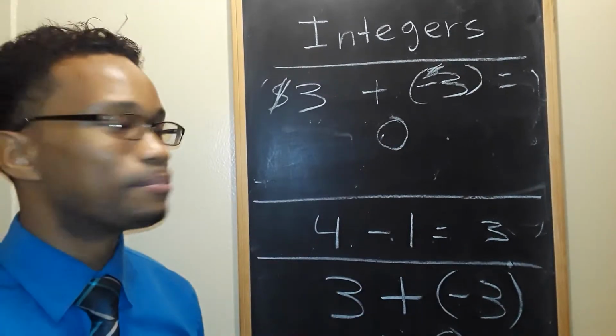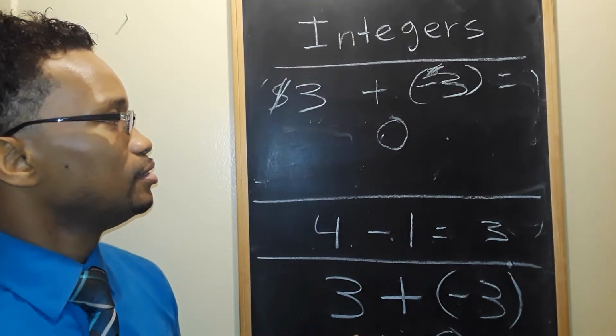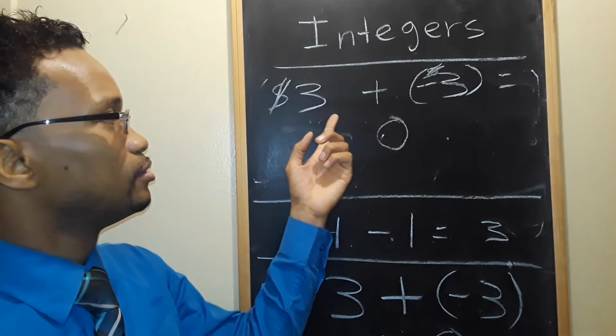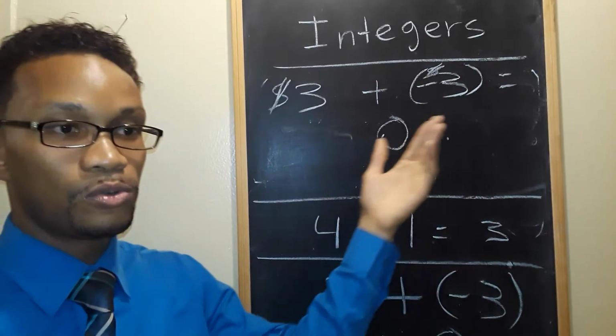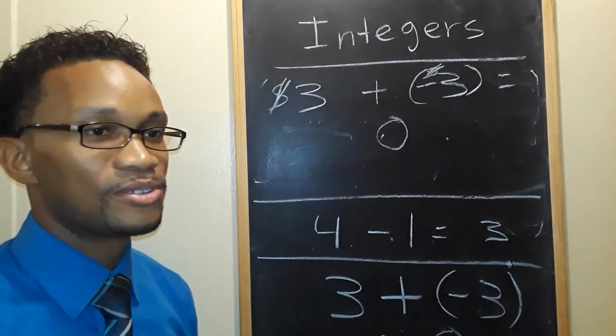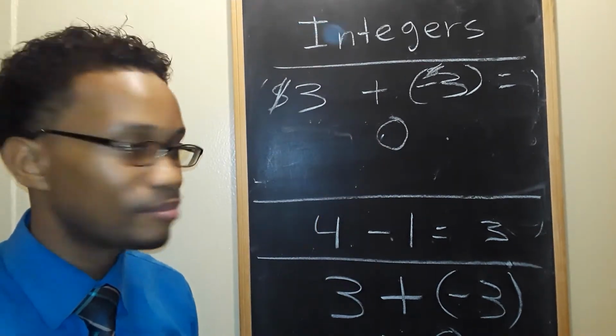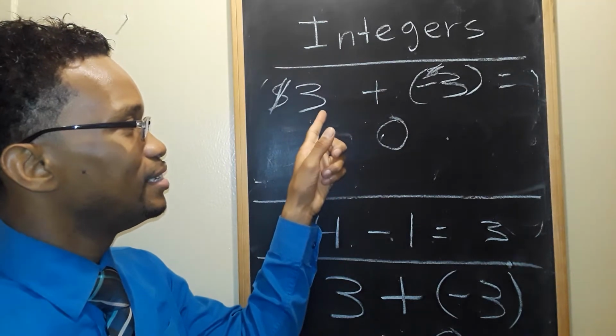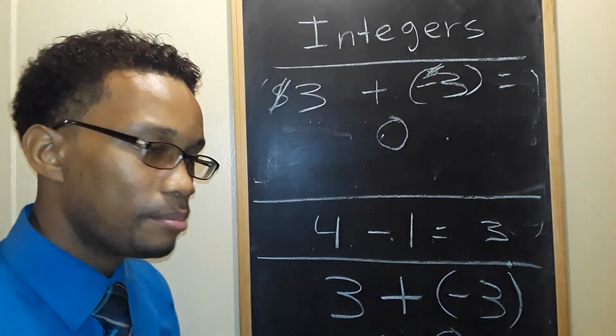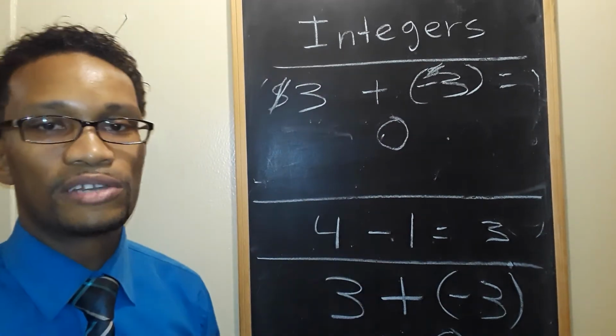It's the same concept. If you have $3 and you owe a person $3, then you're left with 0. You're left with no money. So every time a number is added to the opposite of itself, it's always 0.